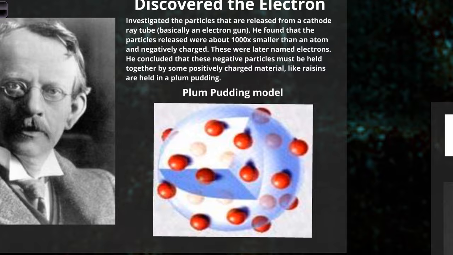So he proposed that the atom was made out of a pudding of positive material, and that it had these negative particles trapped within that positive material. Very much like raisins in a plum pudding, he said the electrons were scattered or dotted within some sort of positive material, and that's what stopped them from repelling each other and all just flying apart. So that was Thomson's plum pudding model.